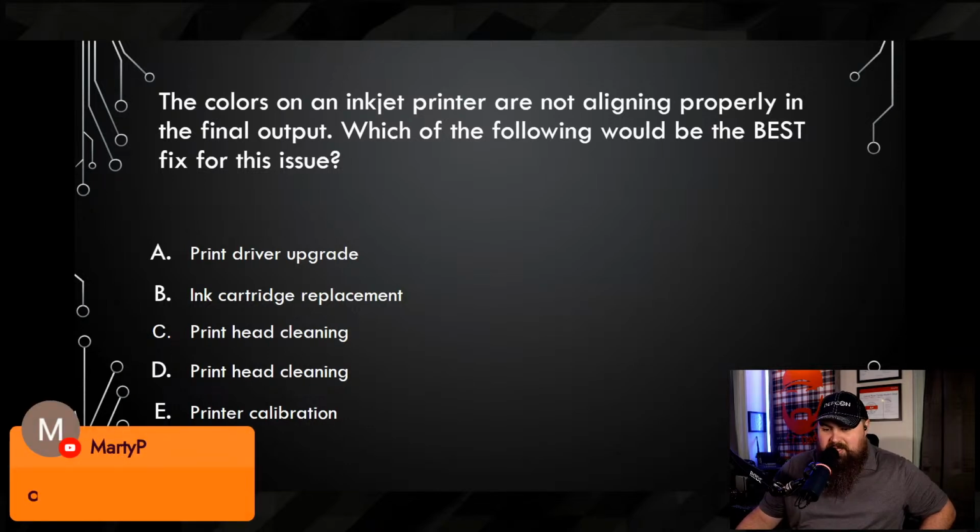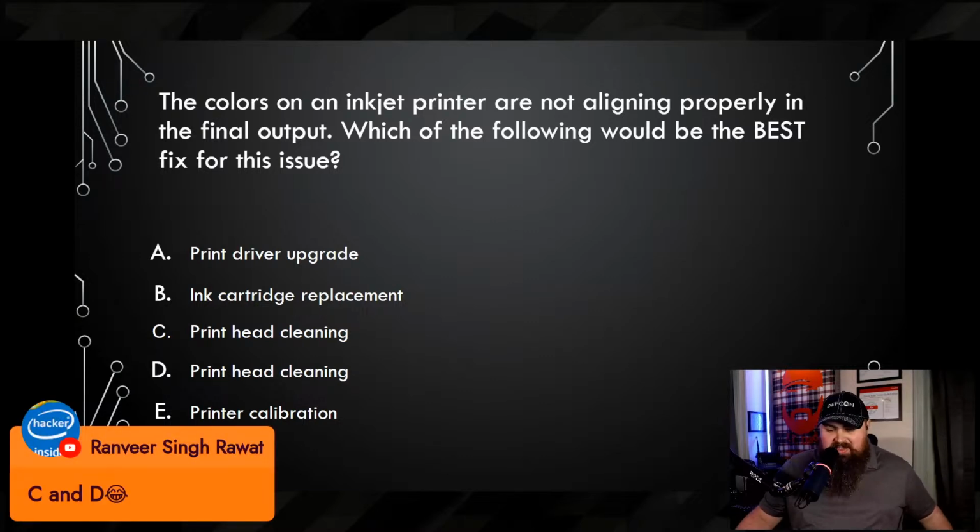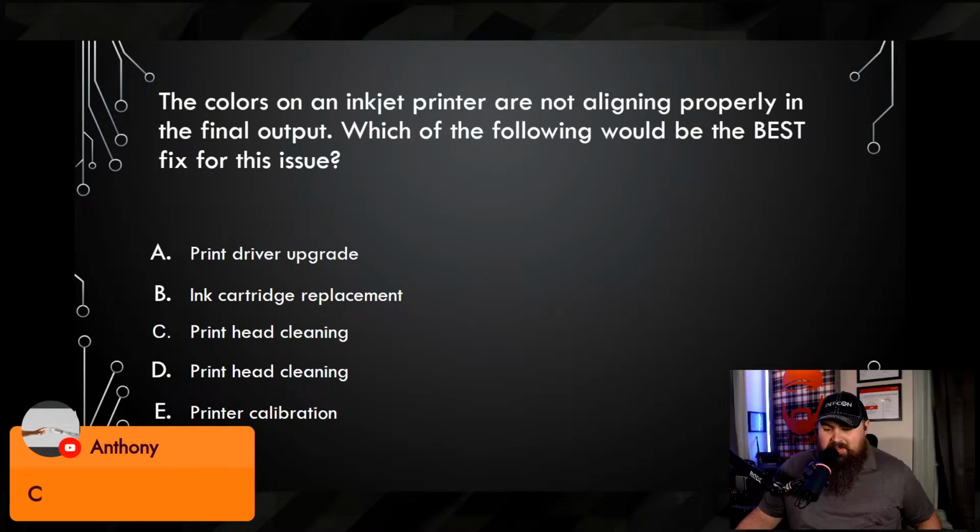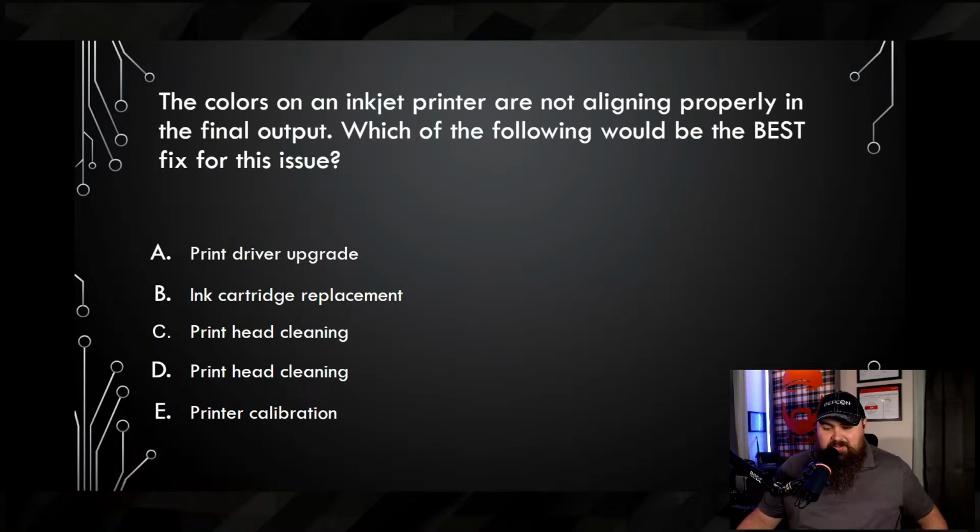Got quite a few different answers. We've got a C, D, E, C and D, another C. What is the correct answer?